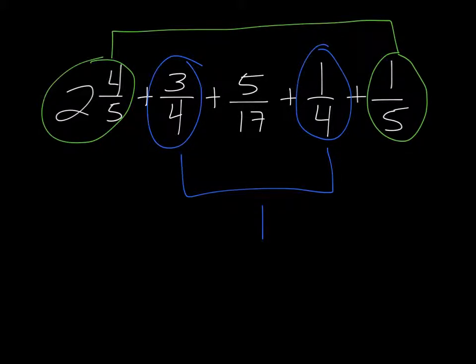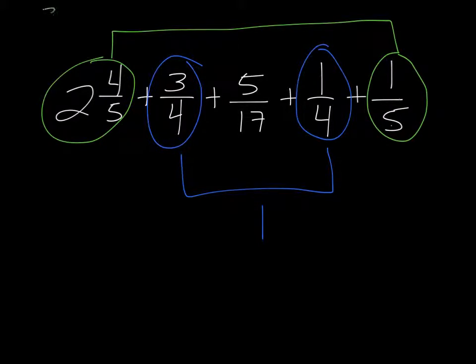And when I add 2 and 4/5 with 1/5, well, the 2 I can just kind of leave outside of the problem for now and just add 4/5 plus 1/5, which is 5/5, which is a whole. If I take that whole and add it to the 2 I started with, I would end up with 3 wholes. So 2 and 4/5 plus 1/5 equals 3 wholes.